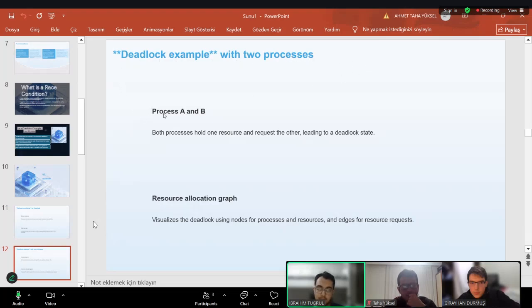Deadlock example with two processes. We have process A and B. Both processes hold one resource and request the other, leading to a deadlock state. Wanting to access the same resource, so it deadlocks the states. Simply, resource allocation graph visualizes the deadlock using nodes for processes and resources and edges for resource requests.